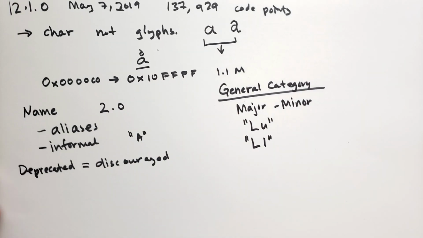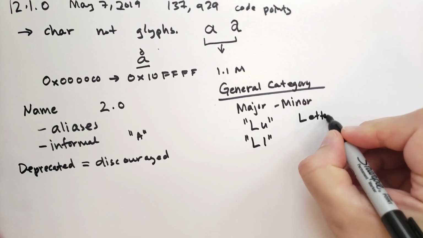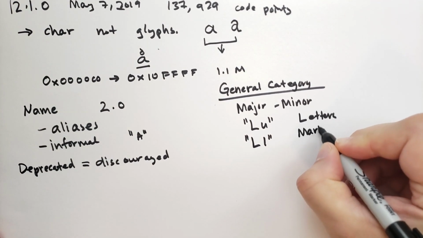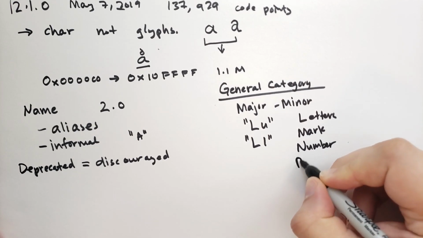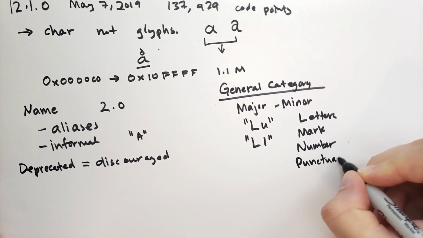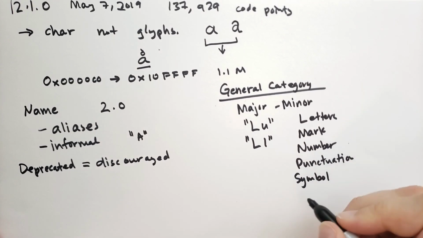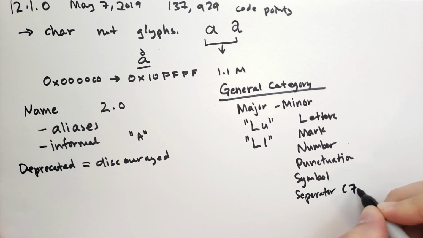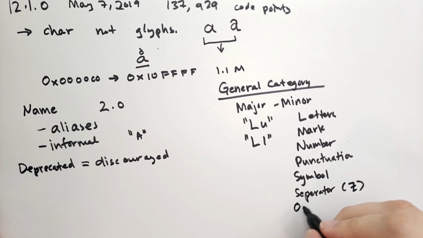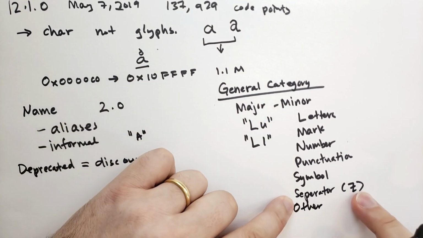So the major categories are, you have letters, marks, you have numbers, you have punctuation, there are symbols, there are separators. These start with Z. And then you have other. And the major is always like the first letter of this, except for separator, which is Z.